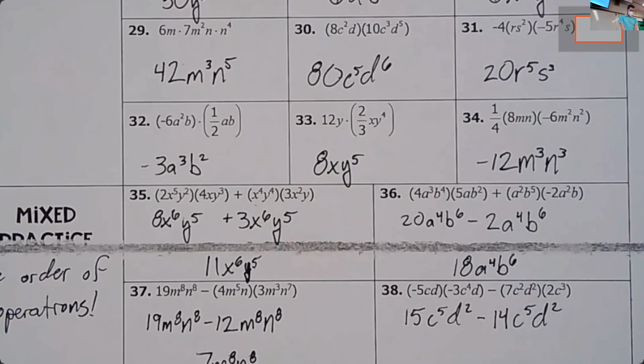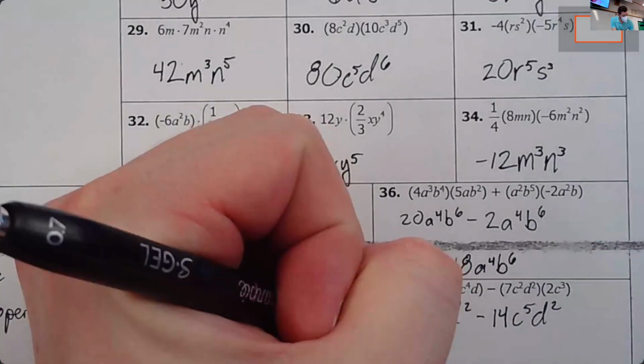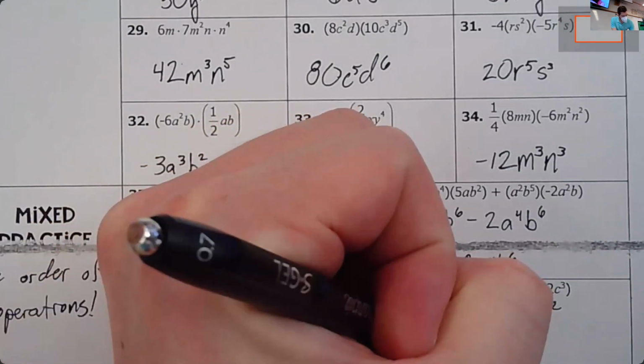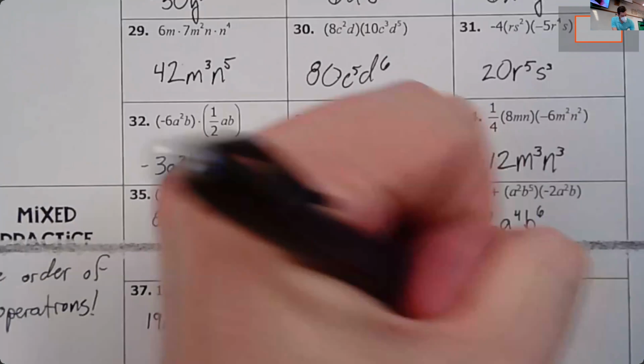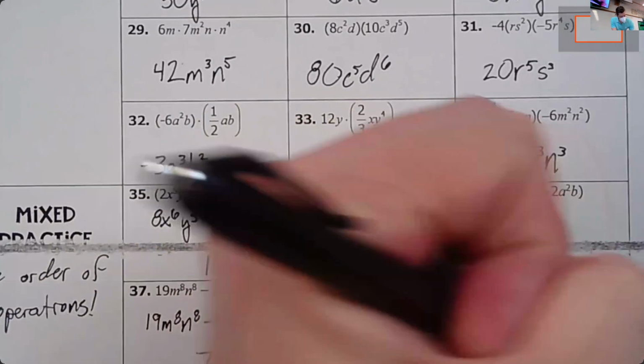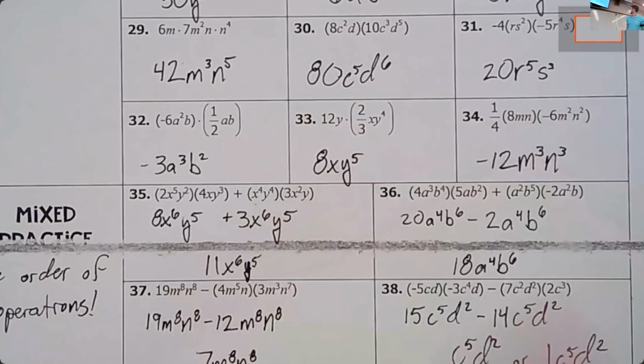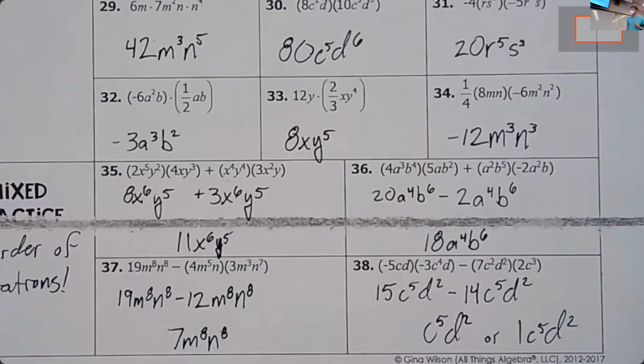On 38, the multiplication of the first two gives you 15 c to the fifth, d to the second. And the second one would be minus 14 c to the fifth, d to the second. So we do have like terms here. And then last one, somebody else. What do we have for our answer? Luke. Yeah, c to the fifth, d to the second. Or if you want, you can have the 1 in front of it. 1 c to the fifth, d to the second. Either way, for number 38, both 100% correct. Nicely done.